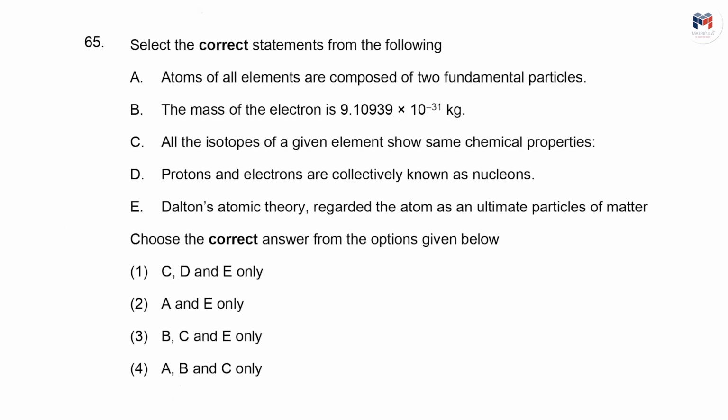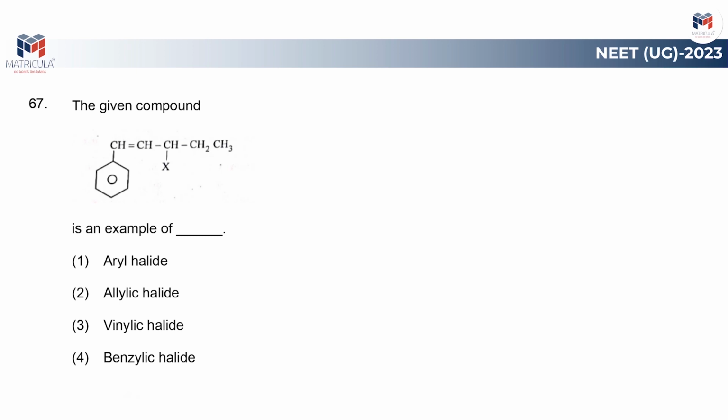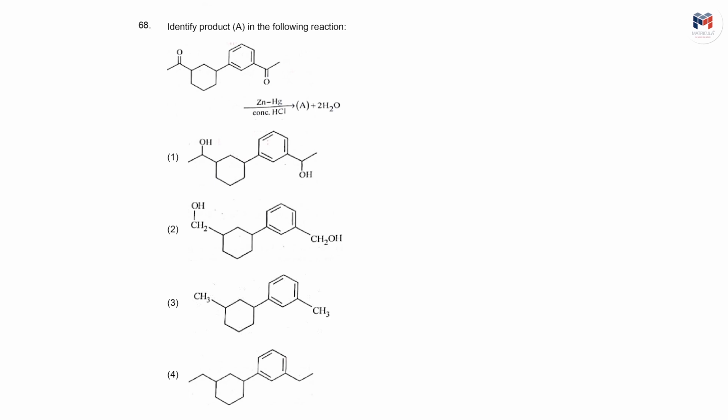Question number 65. Select the correct statements from the following. The answer is option number 3. B, C and E only. Question number 66. Which of the following statements are not correct? The answer is option number 2. D, E only. Question number 67. The given compound is an example of. The answer is option number 2. Allylic halide. Question number 68. Identify product A in the following reaction. The answer is option 4.